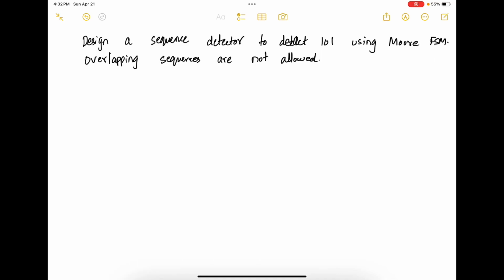So the problem here is to design a sequence detector to detect the sequence 101 using a Moore finite state machine. Overlapping sequences are not allowed. Let me explain a little bit more about this.